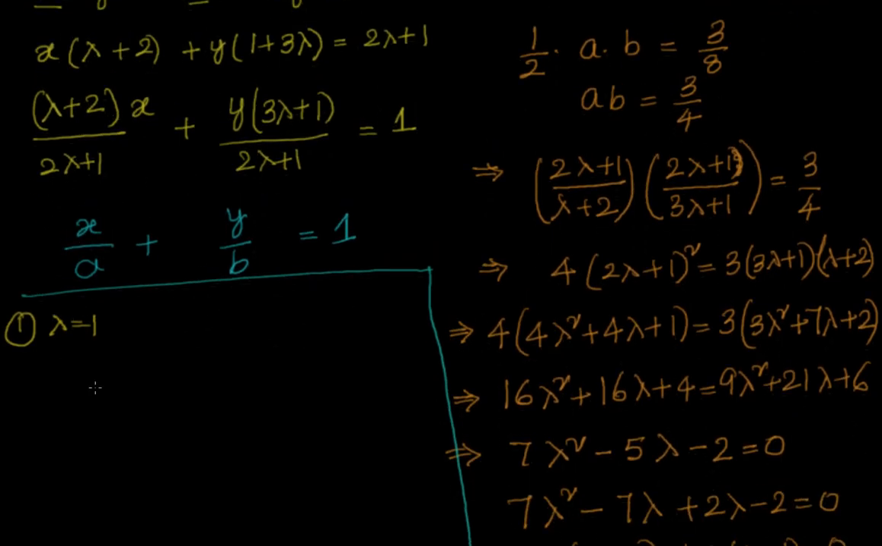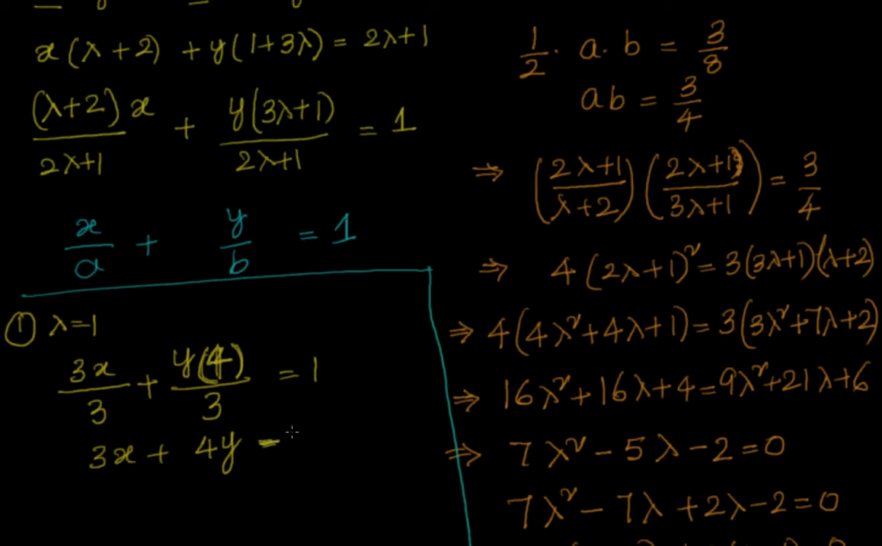Okay, lambda plus 2 is 3, so x by 3, 2 lambda plus 1 is again 3, plus y into (3 lambda plus 1, that is 4) divided by (2 lambda plus 1, that is again 3), equal to 1. So can I say nothing but 3x plus 4y minus 3 equal to 0? So that is 3x plus 4y, we are multiplying y with 4, equal to 3, or minus 3 equal to 0. That will be the first one.